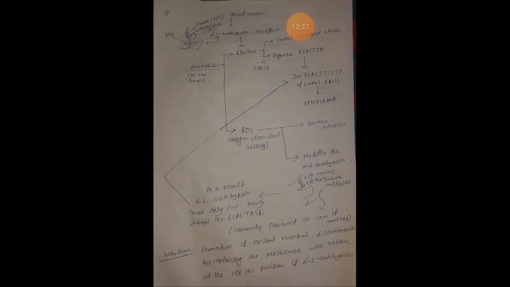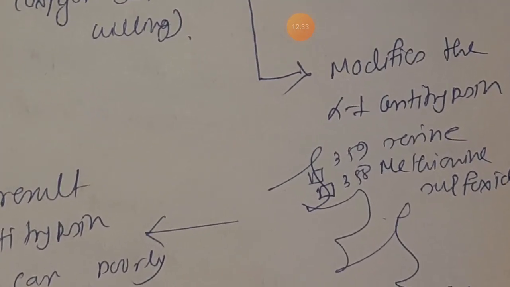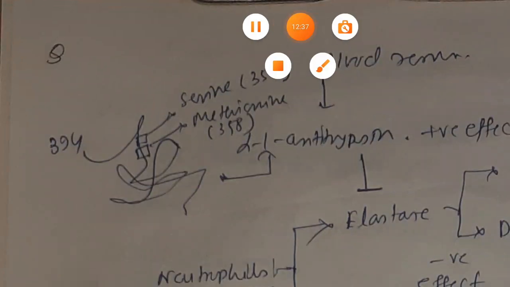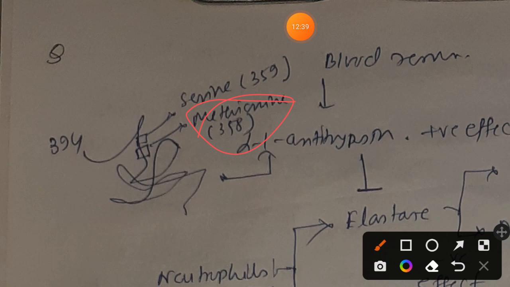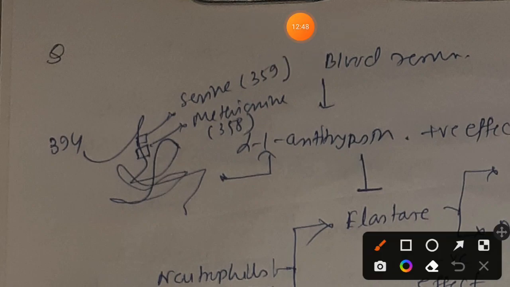So what is the use of recombinant DNA technology here? As I have discussed about site directed mutagenesis, with the help of site directed mutagenesis we will change the methionine to valine, a small codon change. Okay, so now as we have changed methionine to valine, that 394 amino acid alpha 1 antitrypsin will have valine in the 358th position and serine in the 359th position. So what is the utility?